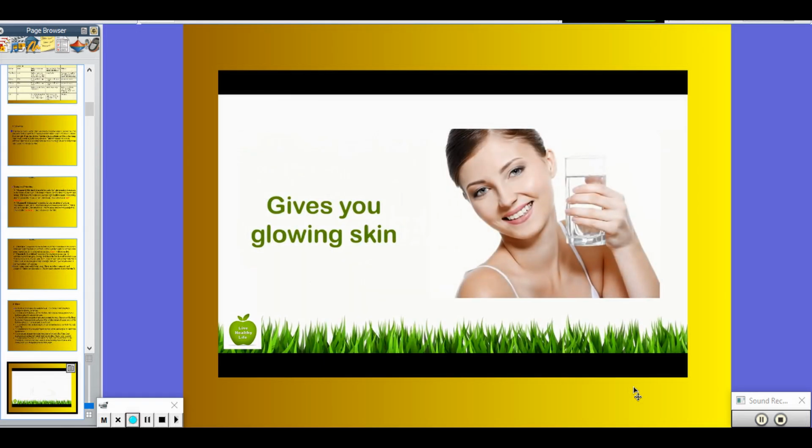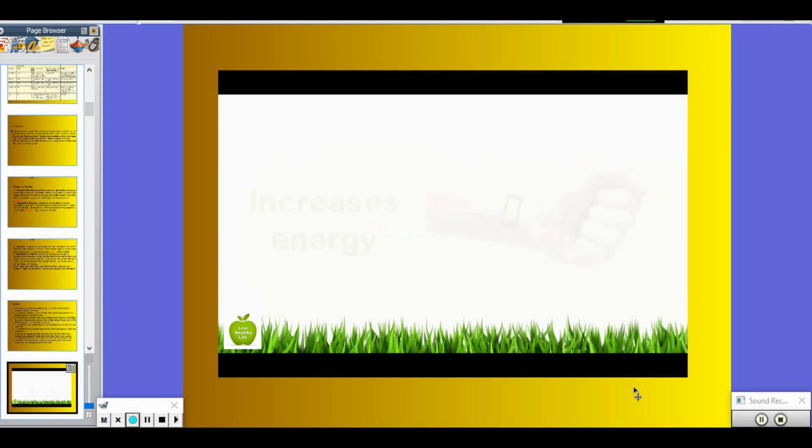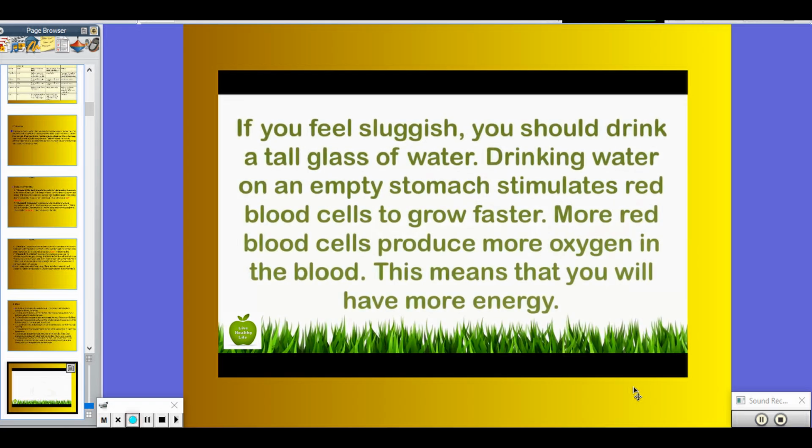Gives you glowing skin. Most acne problems occur when your bowel movements are not clear. Once you have regular bowel movements, your body is detoxified, leading to fewer outbreaks and acne. Increases energy. If you feel sluggish, you should drink a tall glass of water. Drinking water on an empty stomach stimulates red blood cells to grow faster. More red blood cells carry more oxygen in the blood. This means that you will have more energy.